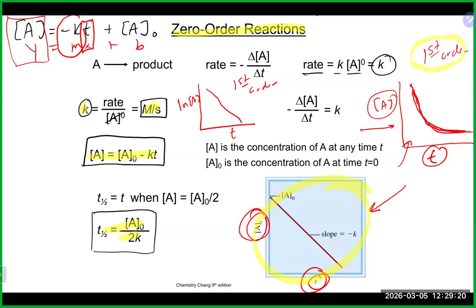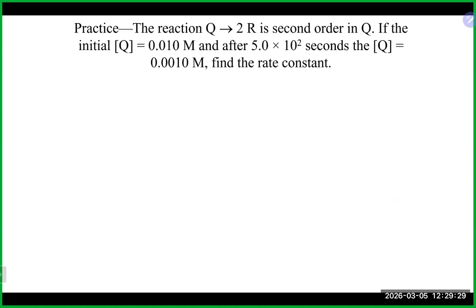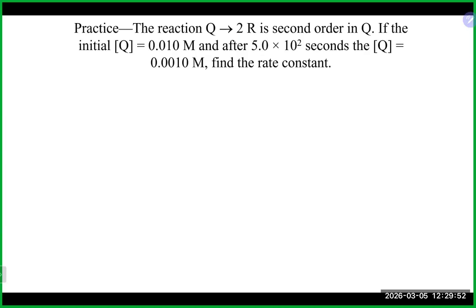Other questions? So again, first order, zero order, and second order, you need to know all those things that we just highlighted. So let's take a look at this one. We have this reaction that is second order in Q. If the initial concentration of Q is 0.01 molar and after 5.0 times 10 to the 2 seconds the concentration is 0.001, what is the rate constant in this particular case?